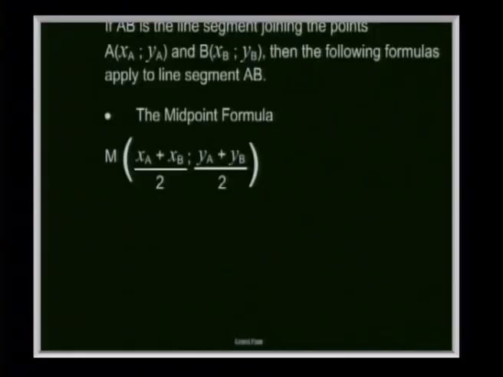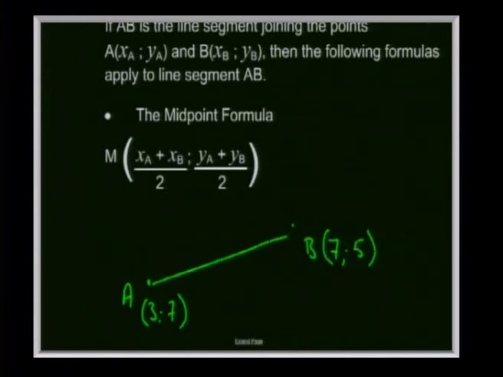Let's choose 2 points. I'm going to choose point A over here, and what values should I use? All right, 3, 7. That's the point (3, 7). And the point over there, B, will be the point (7, 5). What is the point C in the middle? Or would you prefer me to use M because we're talking about the midpoint? Let's use M.